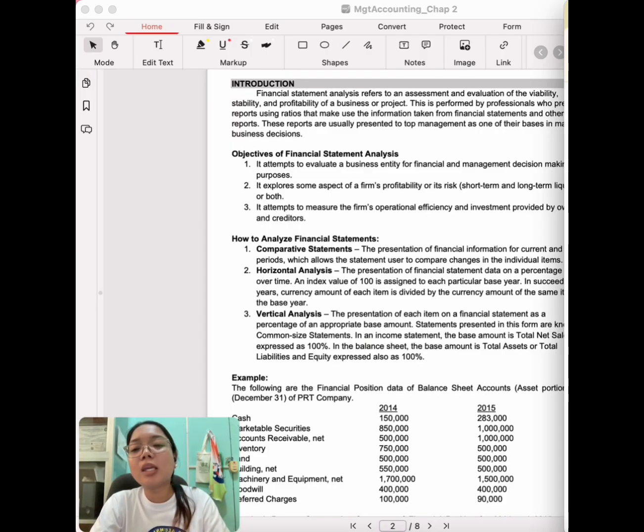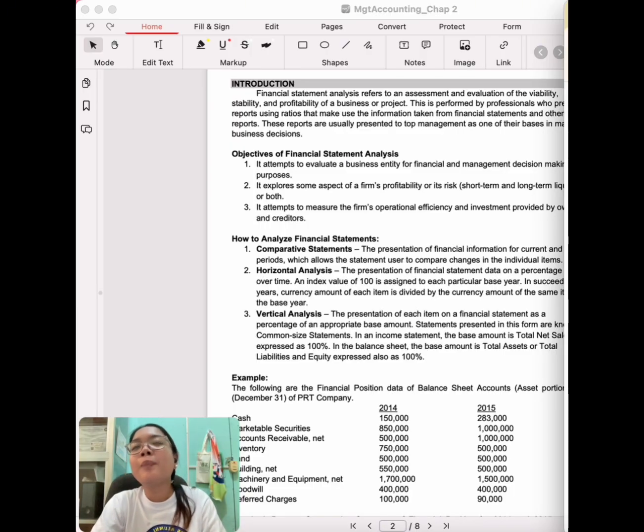So, meron tayong different ways kung paano tayo nag-analyze ng financial statements. The first method there na nakalagay sa module is the comparative statement. So, this means we present the financial information for the current period together with information from the prior period. So, bakit? Bakit natin to ginagawa?